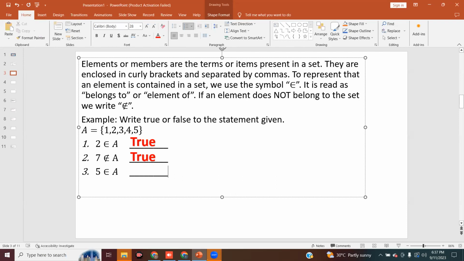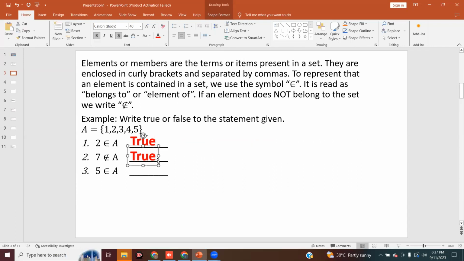Yes, sir. Okay, so 5 is an element of A. Is that true or is that false? Put your answer inside the chat for me, please. Everyone answering, please, or else I will call you out. 5 is an element of A. Is that true or is that false?